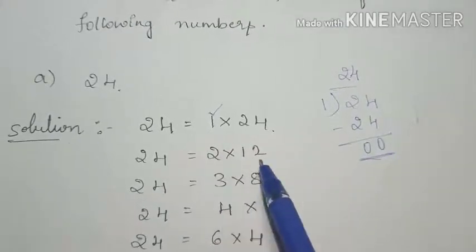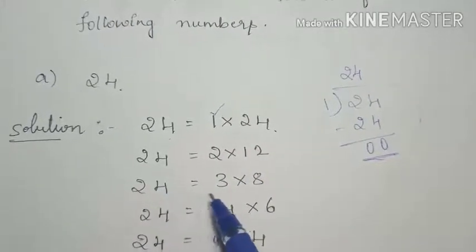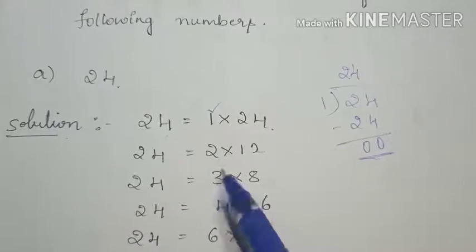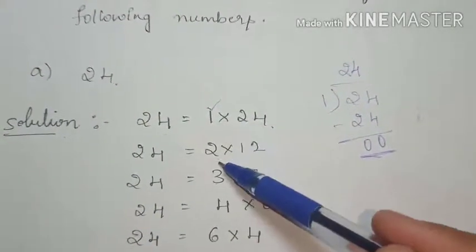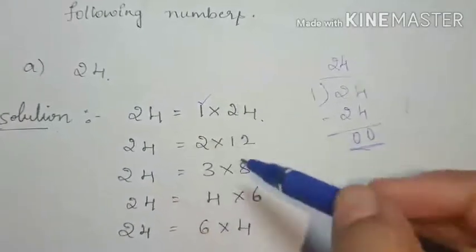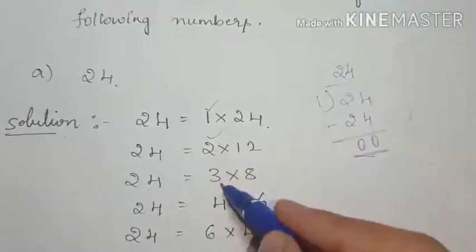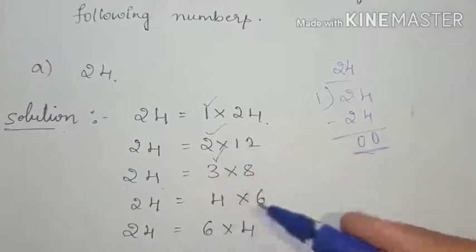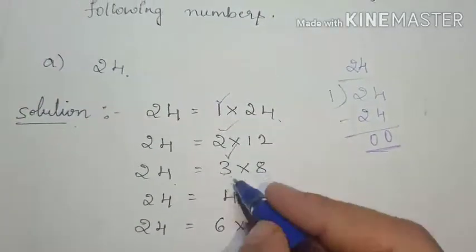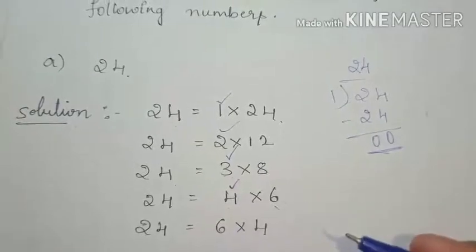Next, 2 12s are 24. When you come to check one by one, 1, 2, 3, 4 like that. So 2 12s are 24. So 2 is also a factor. 3 8s are 24. So 3 is a factor. 4 6s are 24. Hence 4 is also a factor.